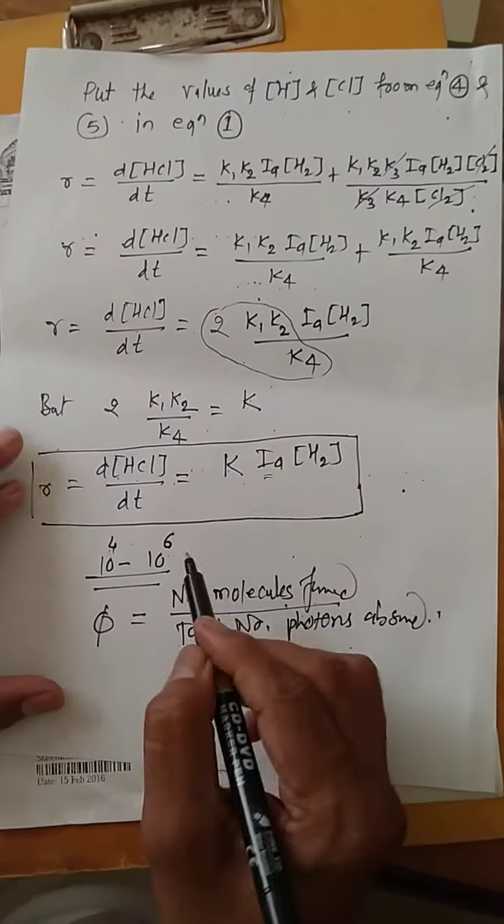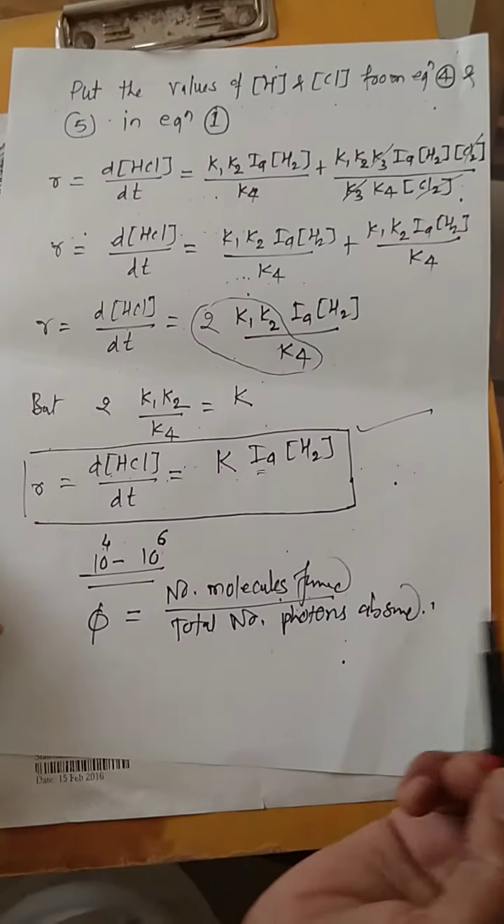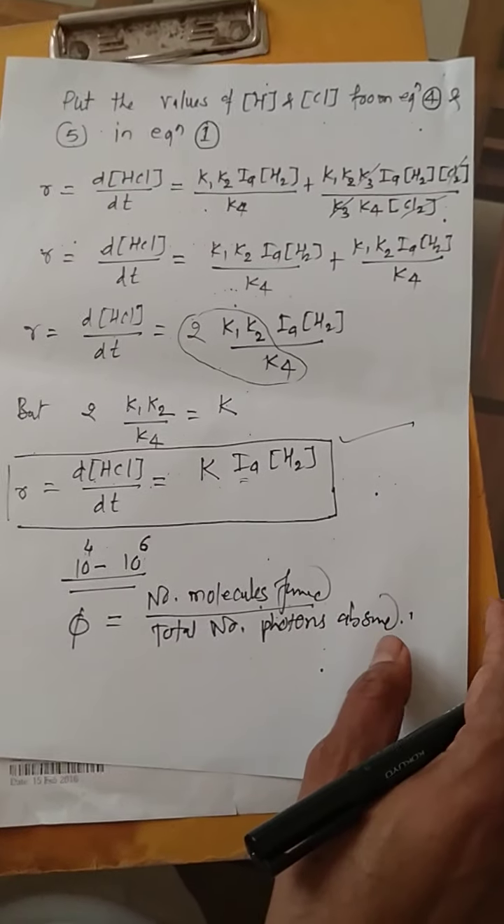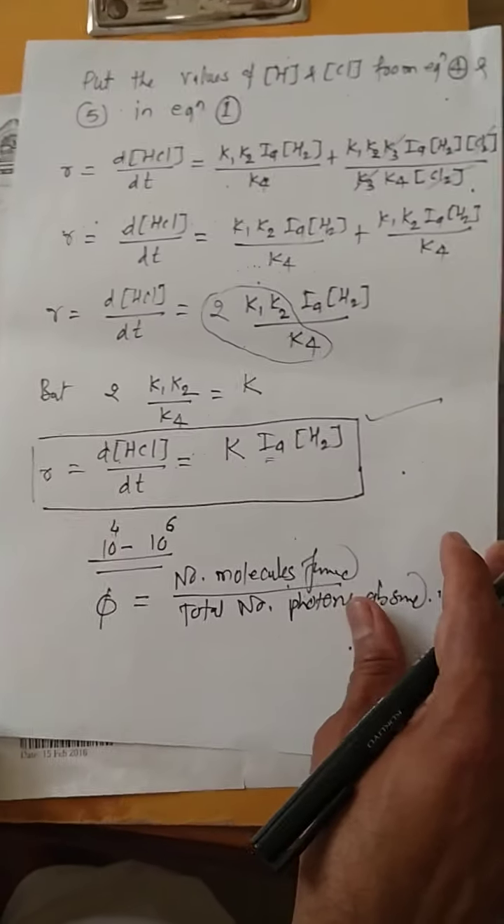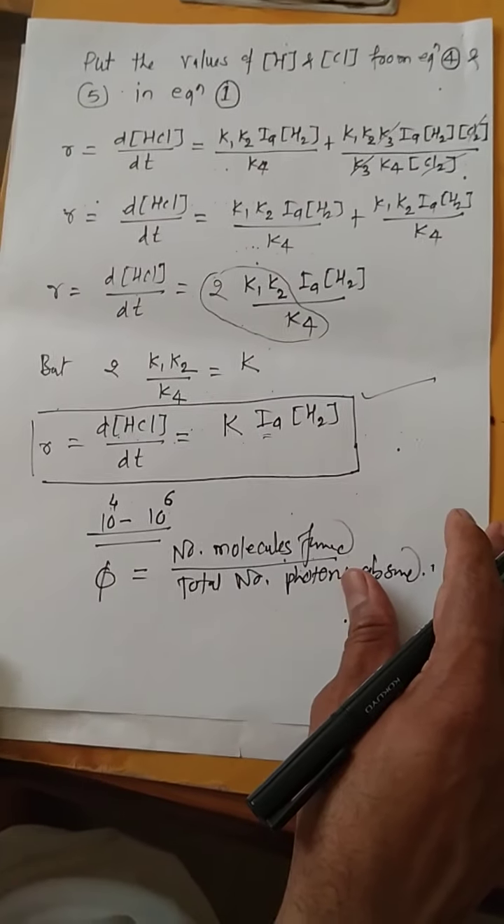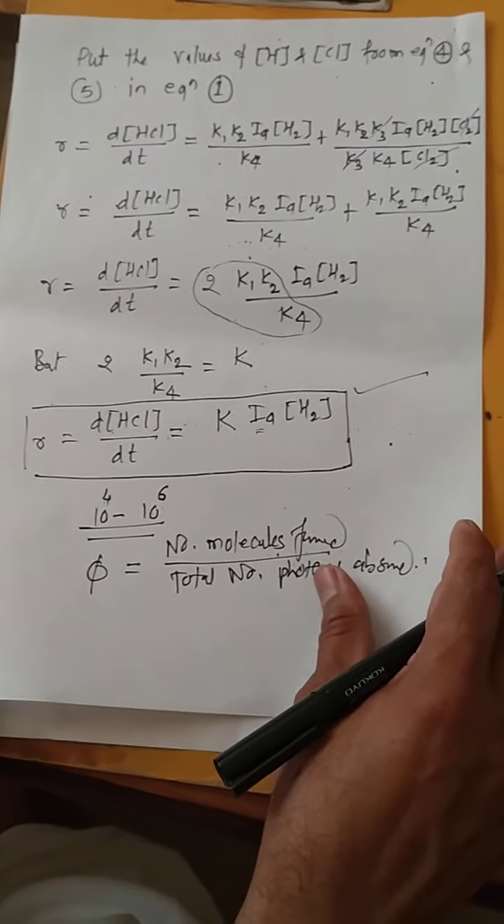This is the derivation of rate of formation of HCl using hydrogen and chlorine gas.